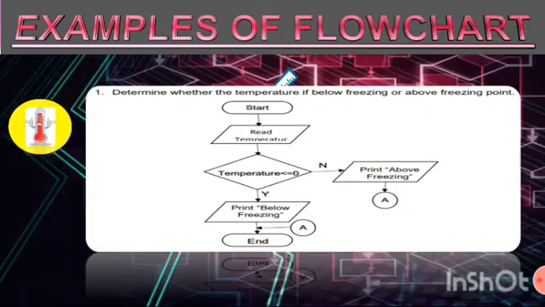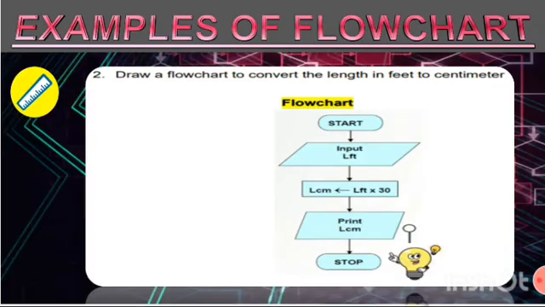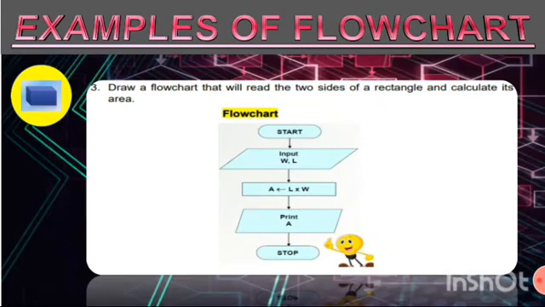Now let's see some examples of flowcharting. First, determining whether the temperature is below freezing or above freezing point. See the flowchart below. Next, draw a flowchart to convert the length in feet to centimeters. Look at the flowchart below. That's how it should look. And next, draw a flowchart that will read the two sides of a rectangle and calculate its area. See the flowchart below. This is how simple it is to draw a flowchart.